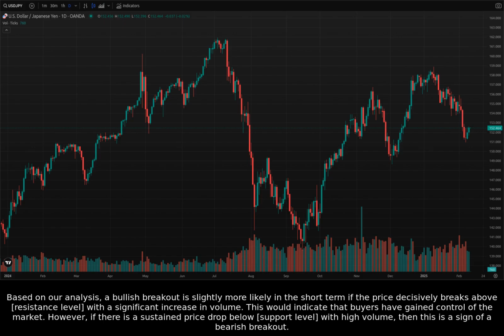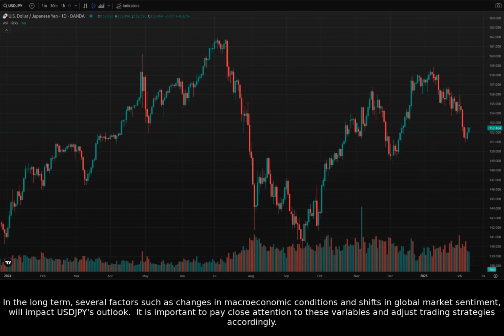However, if there is a sustained price drop below support with high volume, then this is a sign of a bearish breakout. In the long term, several factors such as changes in macroeconomic conditions and shifts in global market sentiment will impact USDJPY's outlook. It is important to pay close attention to these variables and adjust trading strategies accordingly.